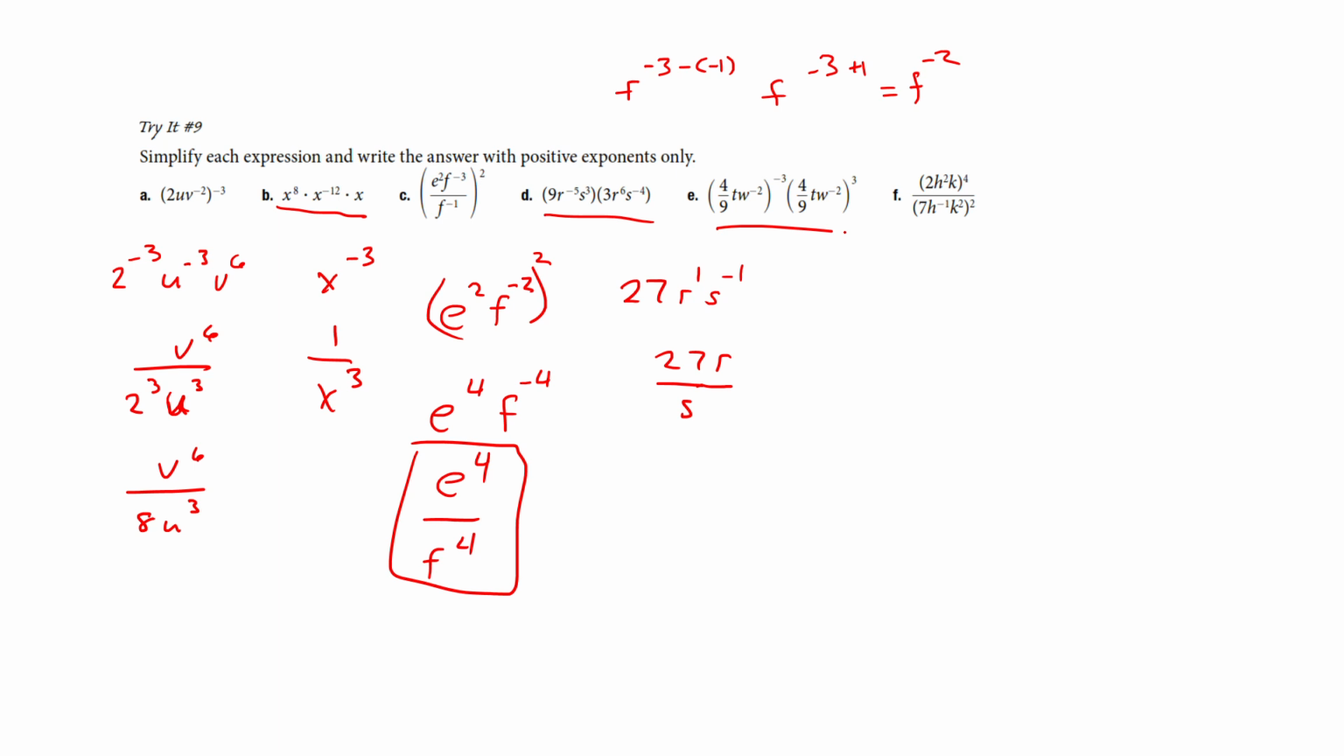Okay, I was looking at this thinking it was going to be horrible, but I have all of this to the negative 3rd and the same thing to the 3rd. I could add that up, and I get to the 0, which is 1.